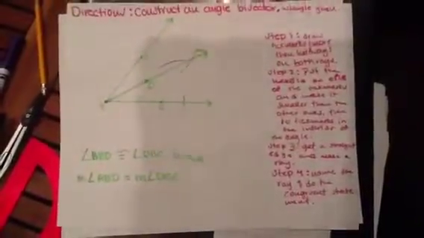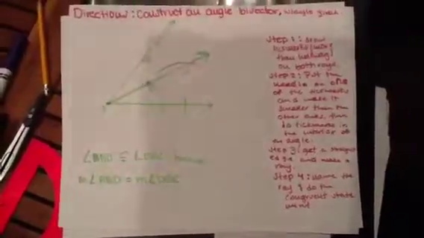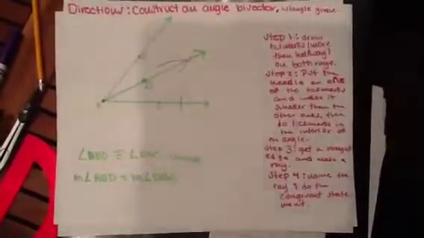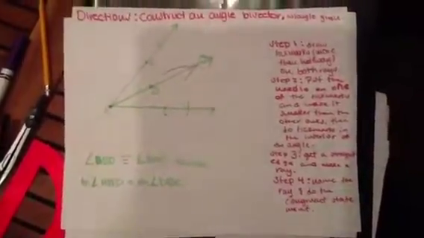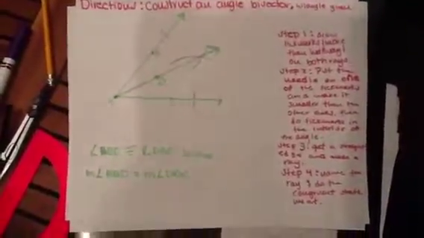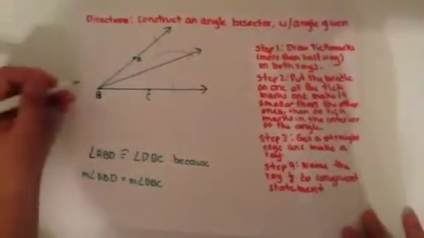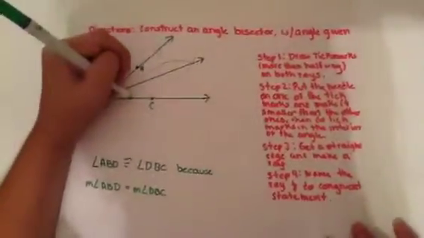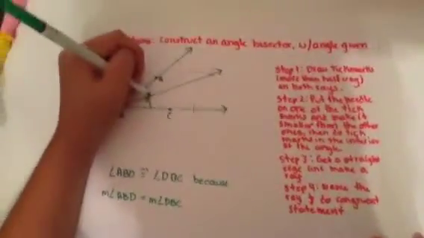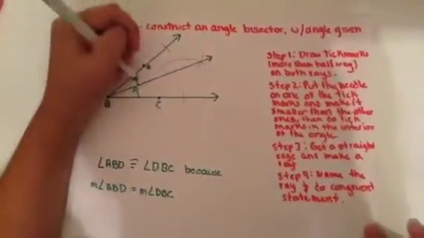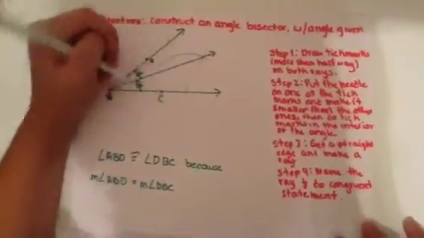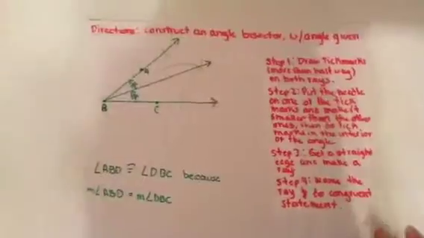The angle ABD is congruent to angle DBC because the measurement of angle ABD is equal to the measurement of angle DBC. Last but not least, we're going to put the curves on each angle. Put tick marks on them to show that they're congruent.